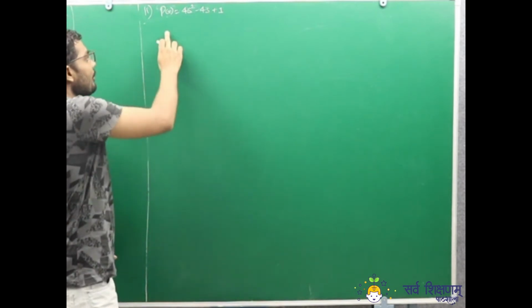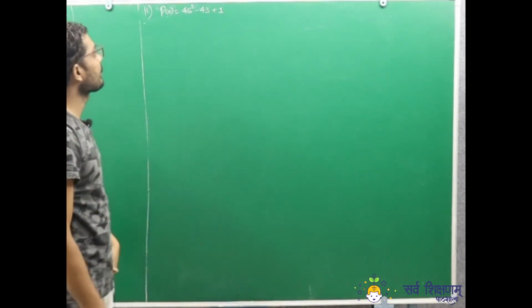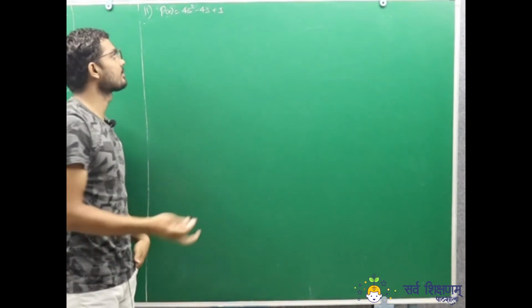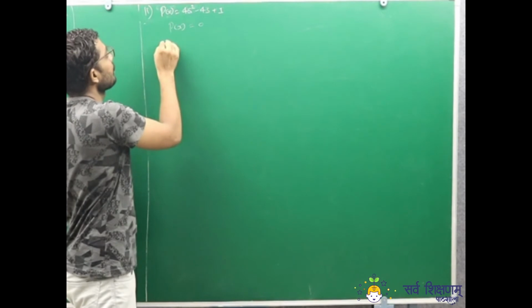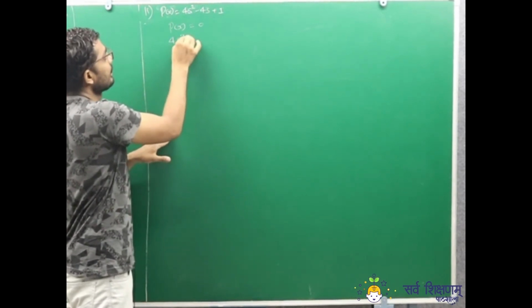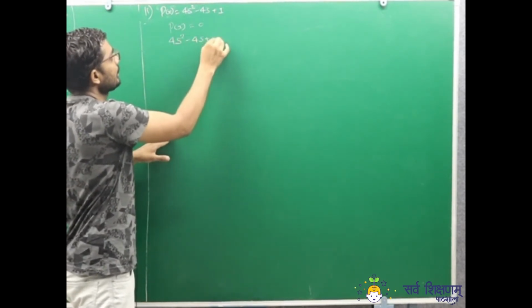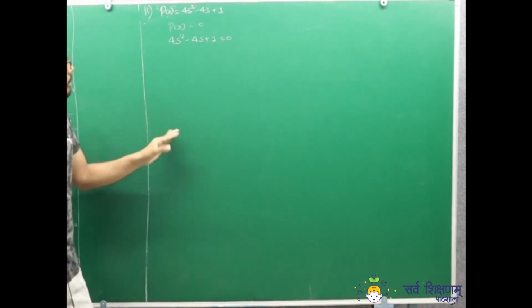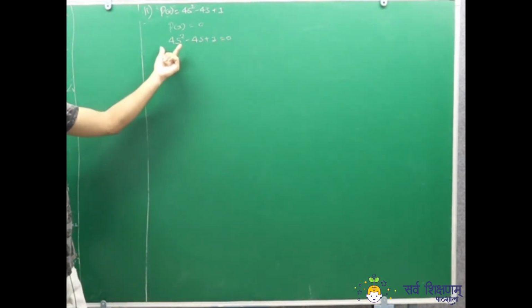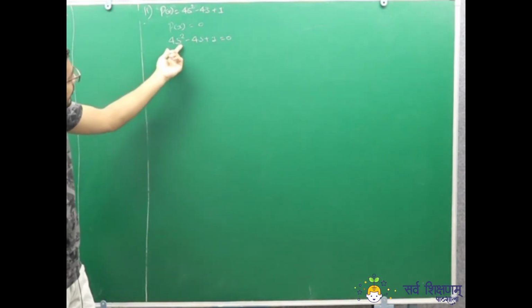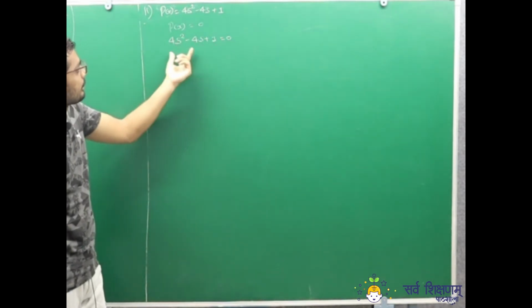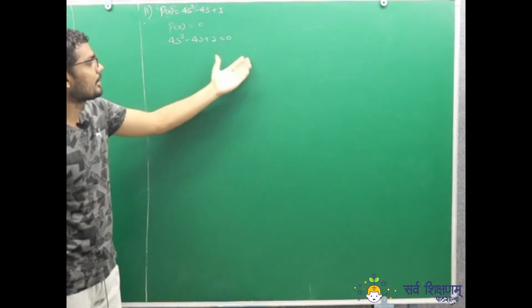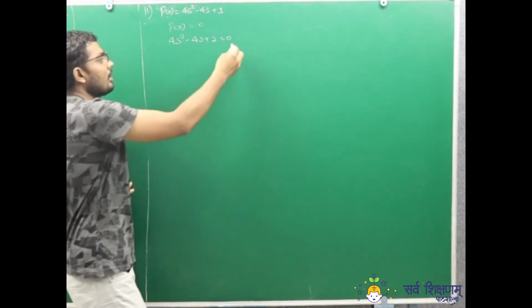Second question, p of x is equal to 4s square minus 4s plus 1. For finding zeros, the first step is p of x is equal to 0. Therefore 4s square minus 4s plus 1 is equal to 0. Now the same method we can use, or another method is this is a x square minus 2ab plus b square, therefore it becomes a minus b whole square, but we use the same method.